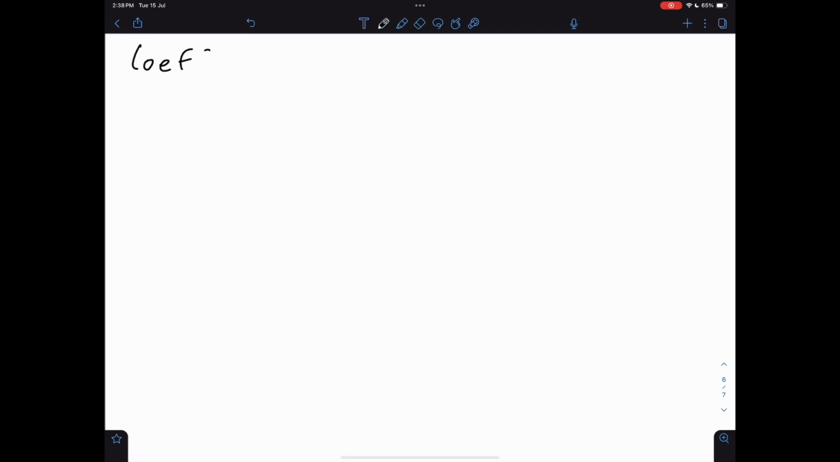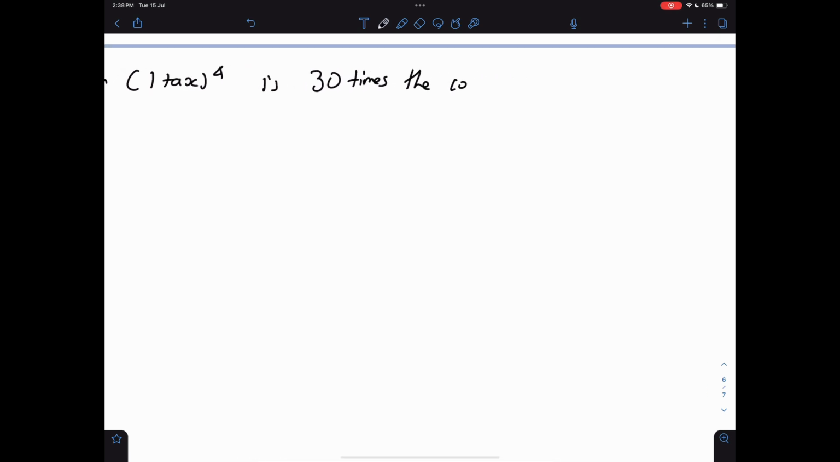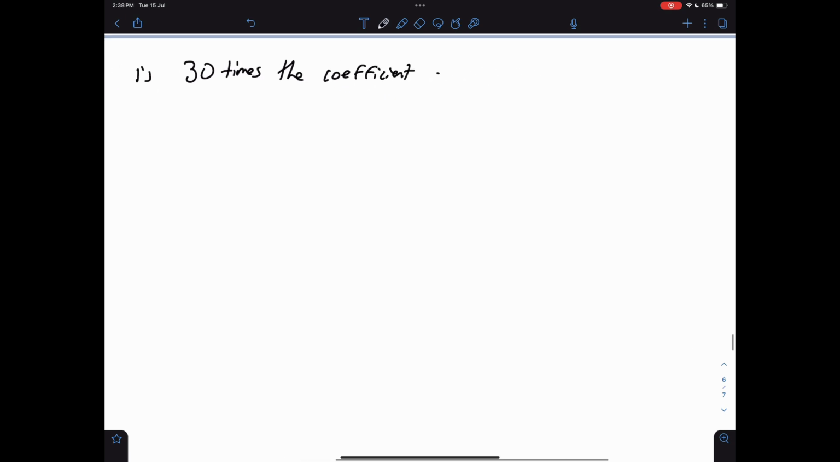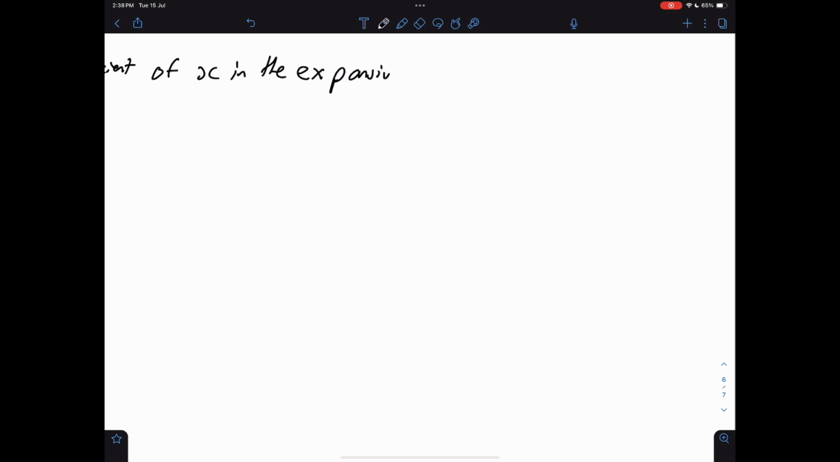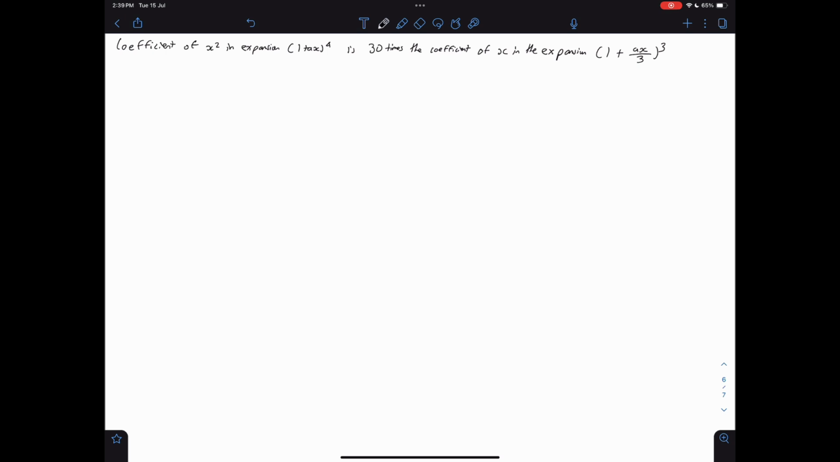So here's another question type. It's given that the coefficient of x squared in the expansion of (1 + ax)^4 is 30 times the coefficient of x in the expansion of (1 + ax/3)^3. So pretty much, I haven't written it here, but we're going to try and find a.